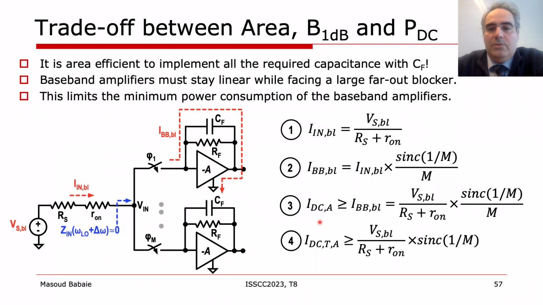In order to tolerate the blocker current, the DC current of the transimpedance amplifier should be larger than the blocker current. Otherwise, the op-amp's output saturates, thus degrading the receiver's out-of-band linearity. As a result, the total current consumption of the entire baseband amplifiers can be calculated by this simple equation, which is related to the blocker voltage and the source impedance.